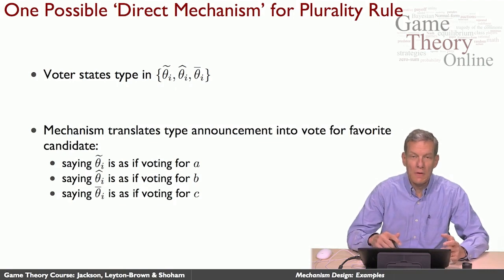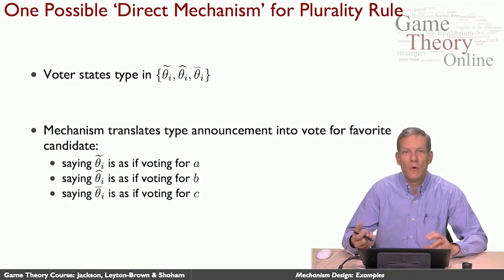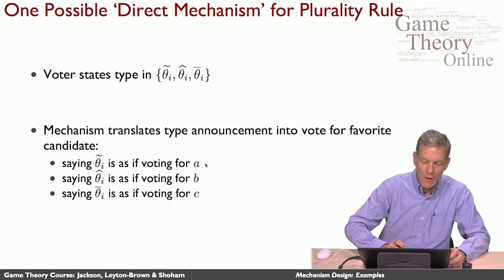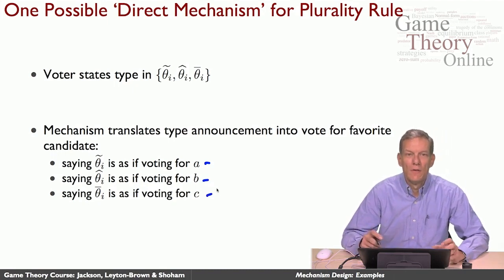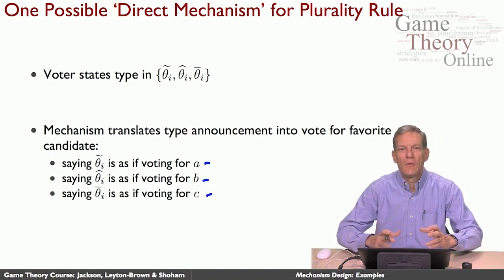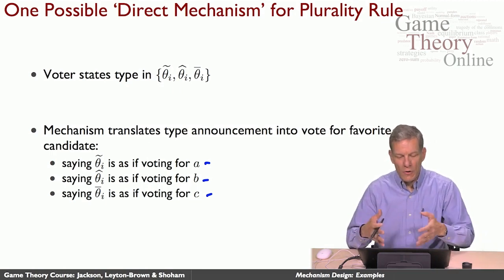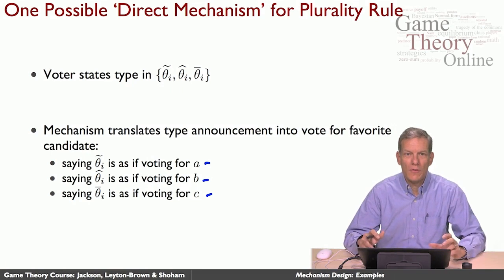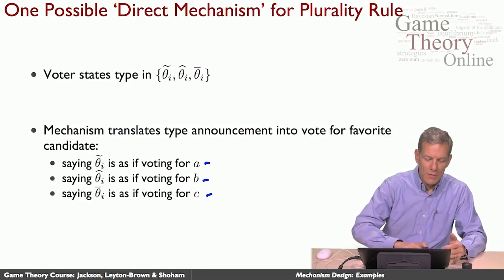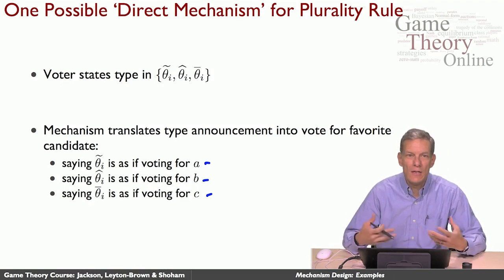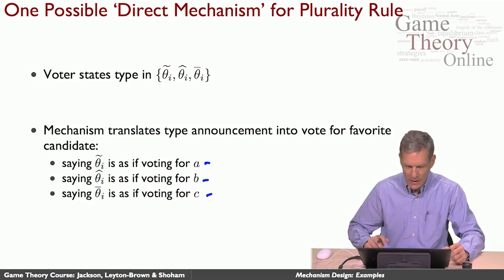Then the mechanism is going to translate those into votes. So theta tilde is as if you're voting for A. Theta hat is as if you're voting for B. Theta bar is as if you're voting for C. So the mechanism takes your announcement of types and then actually translates that into a vote. This is one possible direct mechanism. It could instead be one where saying theta bar translates into a vote for A. So we could change the mechanism. This is one of the possible mechanisms.